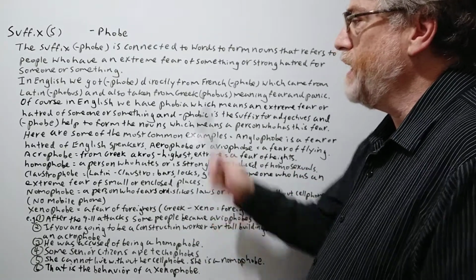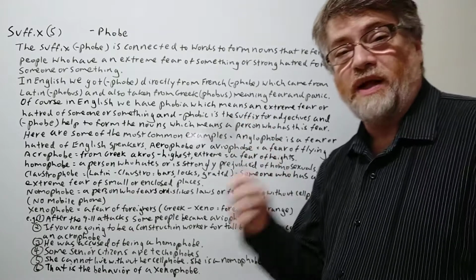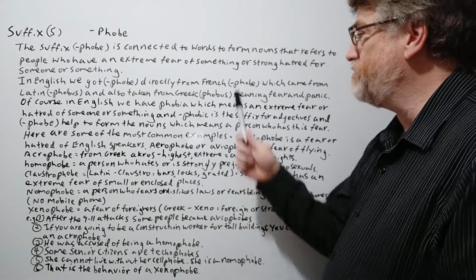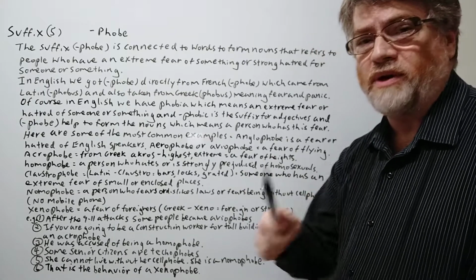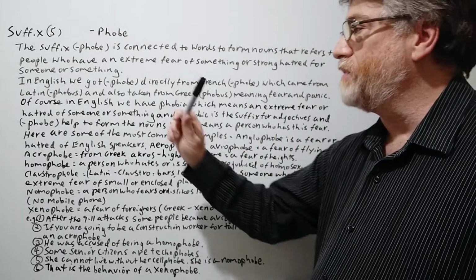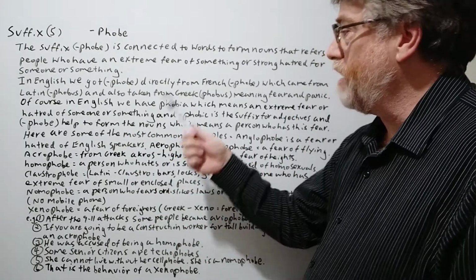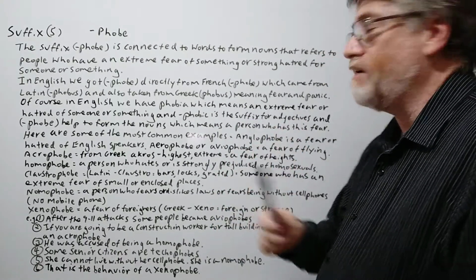Let's continue. In English, we got phobe directly from French, spelled the same way. It actually makes sense because we don't pronounce the E at the end. And in French, they probably wouldn't either. So we don't say phobie, we say phobe, okay? Which came from the Latin phobos and also taken from the Greek phobos, meaning fear and panic.